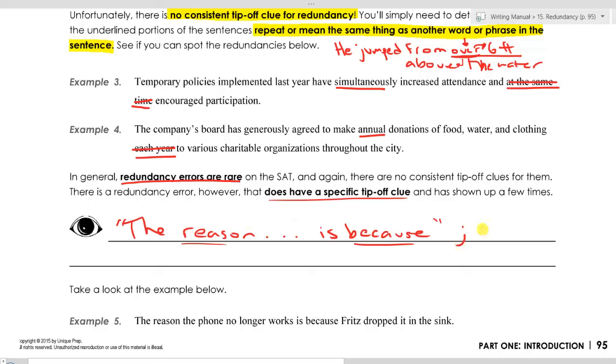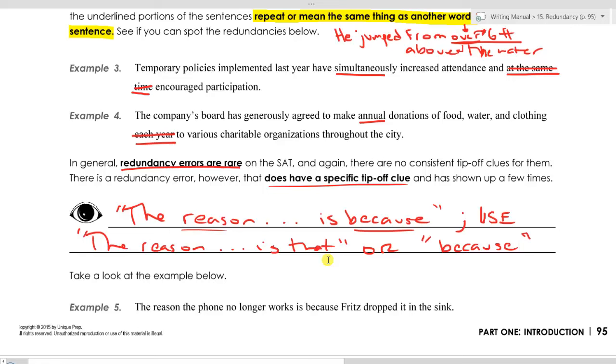The fix for this, you might want to write down: use the reason is that, or because. You can just get rid of the reason and use because. There will be another slight change that needs to take place, but you can just use because. In example 5, go ahead and read through it. See if you can make the fix. There is the reason is because error in this sentence. Go ahead and do example 5. Press pause on the video.